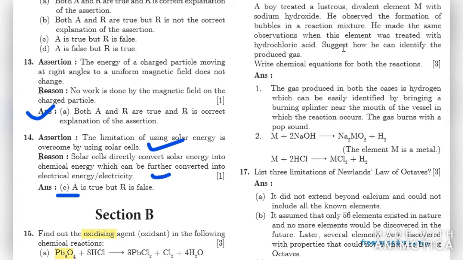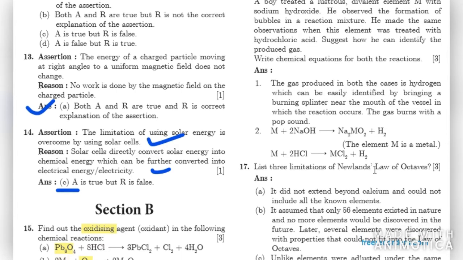So it must be hydrogen gas, because it says that it forms bubbles in the reaction mixture. We can bring a burning splinter near the mouth of the vessel to find out whether it creates a pop sound or not. And then write the chemical equation for both. So these are the chemical equations for both the reactions.